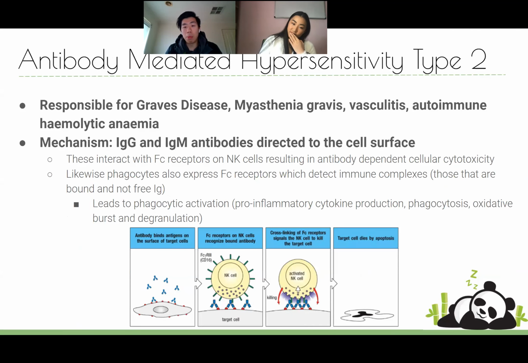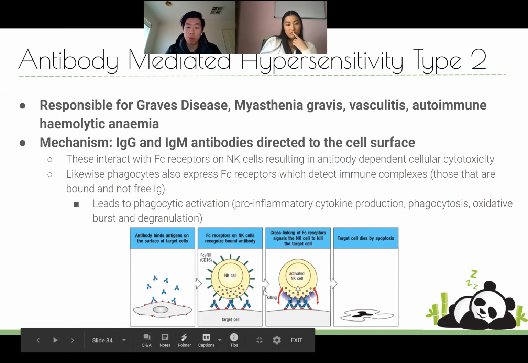Okay, so your type 2 immune responses. These are your antibody-mediated hypersensitive responses. These are responsible for Graves' disease, myasthenia gravis, vasculitis, and autoimmune hemolytic anemia. They all work on the same kind of process, i.e. you have free-floating antibodies, and they will direct themselves to a cell surface and therefore cause a problem when they bind. So these interact with Fc receptors on natural killer cells, and all that kind of stuff. Basically, they will bind to cells, and that causes them to respond to natural killer cells in your immune system.